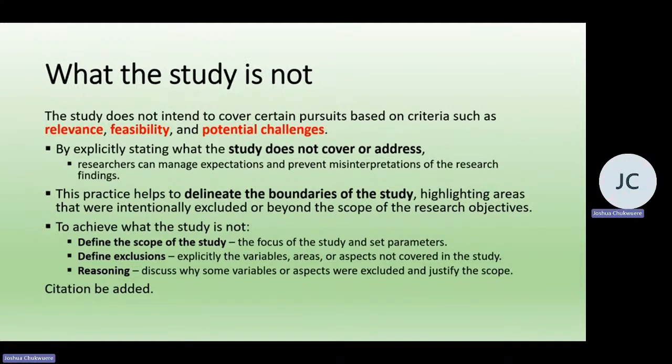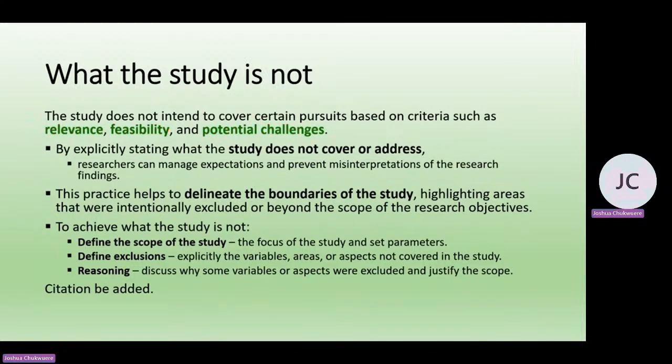So this practice helps to limit that very boundary in supporting the scope of the study, highlighting the areas that were intentionally excluded or beyond the scope of the study. So you are able to say, okay, the study will not cover this. Look at all the exclusions of this study. And that is it. So to achieve what the study is not, you should be able to define the scope of the study, then define exclusions, and then other different kinds of reasoning.